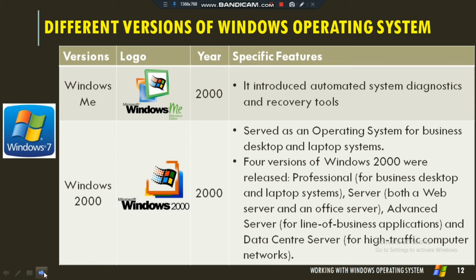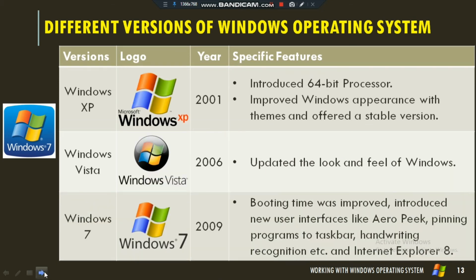Now you can see the next version, Windows XP. I think all of you know Windows XP. Now it is expired, but some systems are still using the Windows XP operating system because it is easy to use and user friendly. Windows XP was introduced in the year 2001. It introduced a 64-bit processor. So here the processor can work very fast compared to the other versions of Windows, because in this Windows OS, 64 bits are processed at a time.